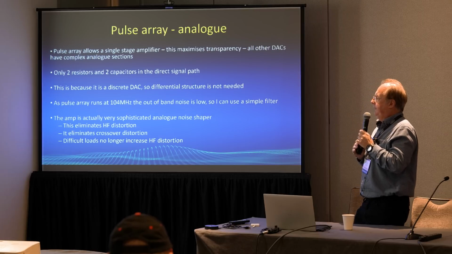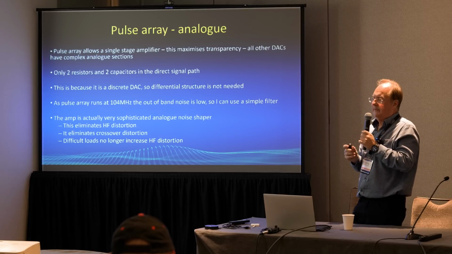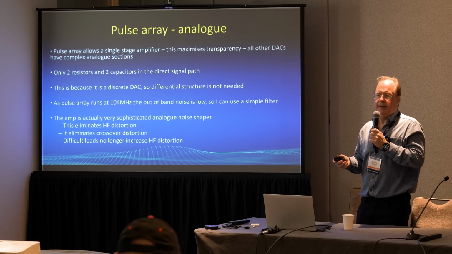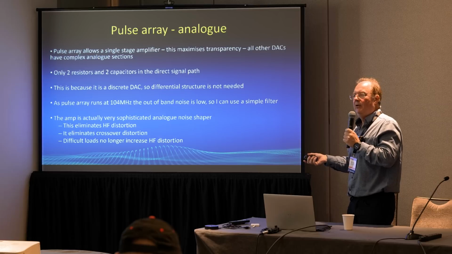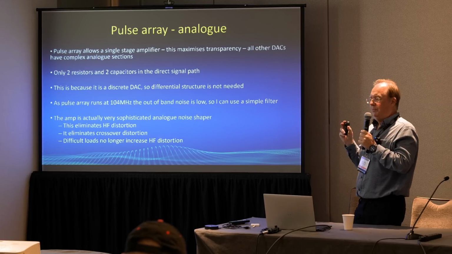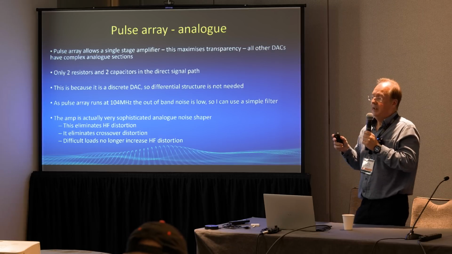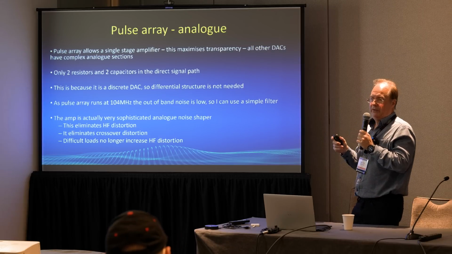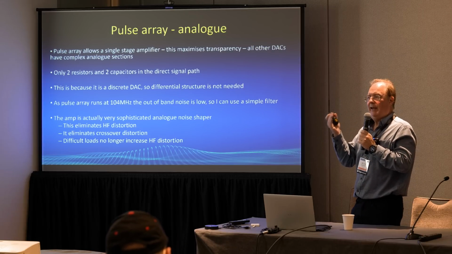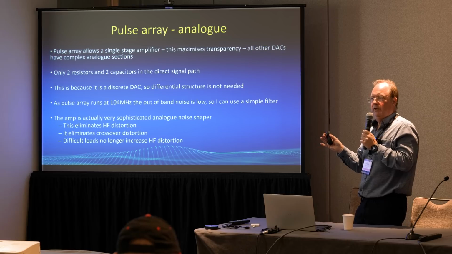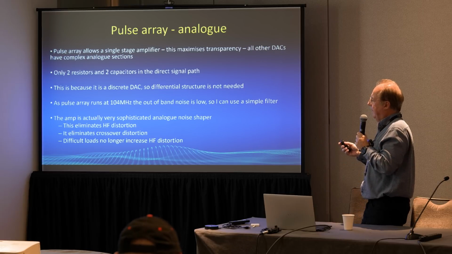The amp itself is actually very sophisticated. It uses noise shaping techniques. It's a second-order analog noise shaper. The beauty of this is that you can eliminate high-frequency distortion. You can also eliminate crossover distortion. So when the Class A-B output stage switches into Class B, there's no high-frequency distortion at all.